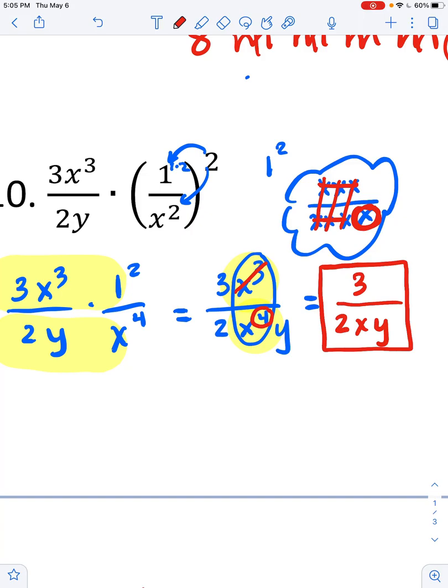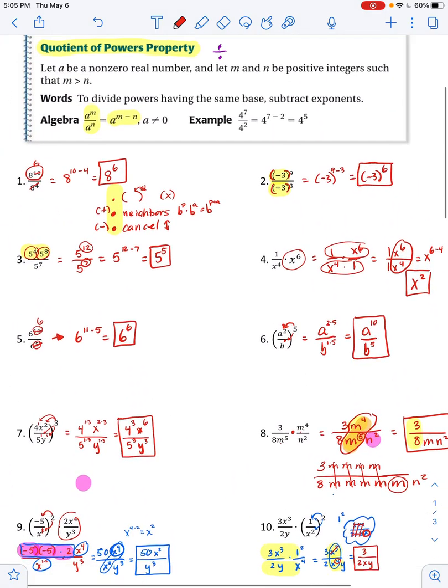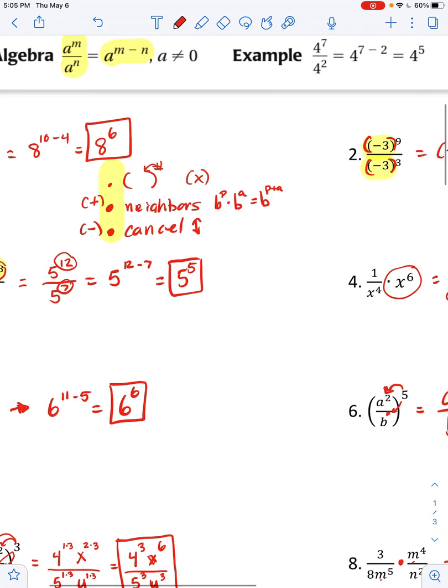So when you're going through these, you really have to kind of just take it one step at a time, and they're going to be more than one step. Look and see, is there a power I need to deal with outside of parentheses? Do I have any of the same letters, numbers, or bases sitting next to each other where I should go ahead and add their powers, combine them? Do I have any of the same letters, numbers, or bases on the top and bottom that I should cancel or reduce using subtraction like we learned today?